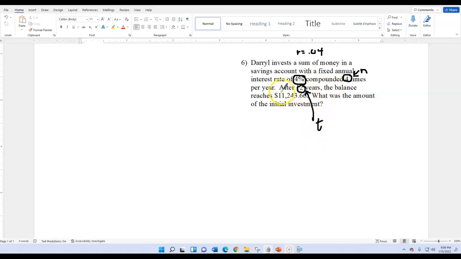The balance is this. Now we have to be careful here. Is this my starting amount of money or my final amount of money? Well, this is what we have after 12 years. This is my final amount of money. So this is an A value. So you'll notice we have our R, we have our N, we have our T, we have our A. What we don't have this time is the P value.